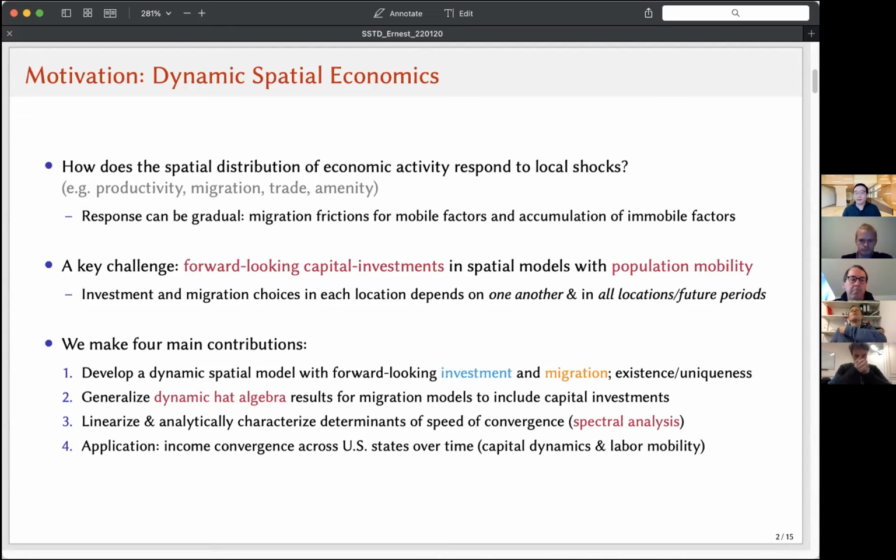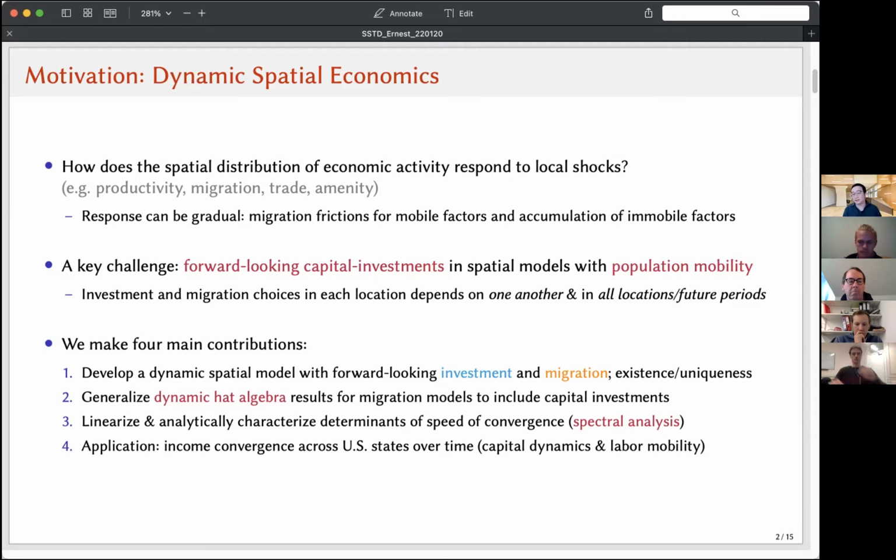So we make four main contributions. First, we develop a very tractable dynamic spatial model that has both forward-looking investment and forward-looking migration decisions. It's tractable in the sense that just like workhorse models in static trade or static spatial models, where these models are amenable to many extensions, the same property applies in our setting. In the paper, we set up this model in its simplest form, a single sector model per location. But we're going to show that the model generates a large number of extensions, multi-industry, input-output linkages, and so on.